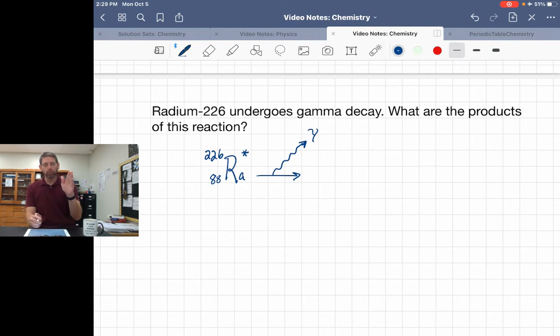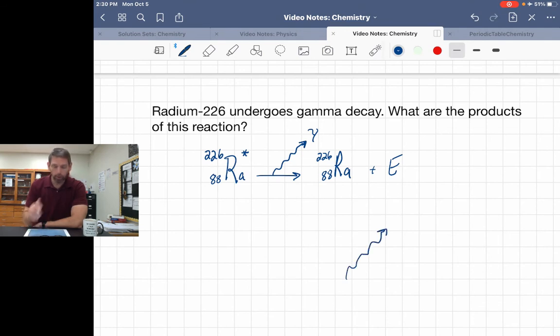Okay, and so when that energy is released, it hasn't broken apart into some other element. It's still the same element. It's just less energized. Okay, so now what we do is we write radium-226, 88, and then of course there was the gamma energy that was released. Okay, so remember this little squiggly. So this little squiggly, we're going to say this represents ionizing energy. Okay, that's what that represents. And there you have a gamma decay problem.